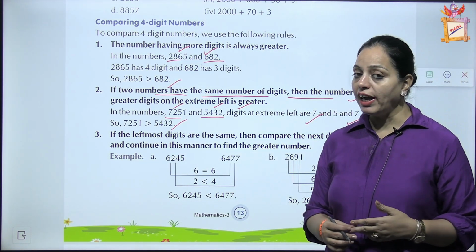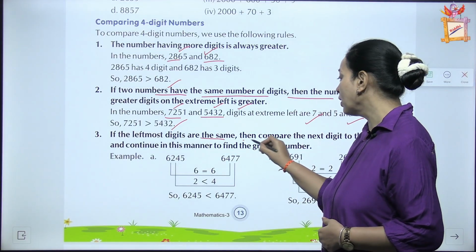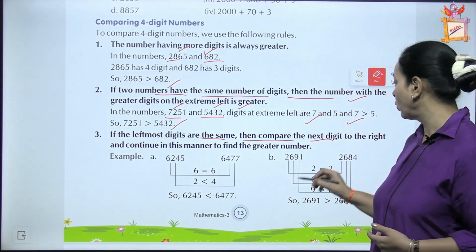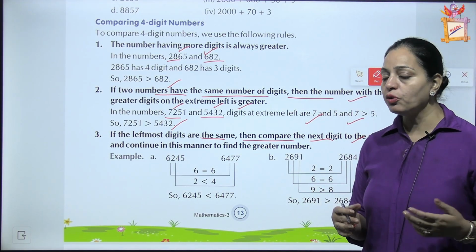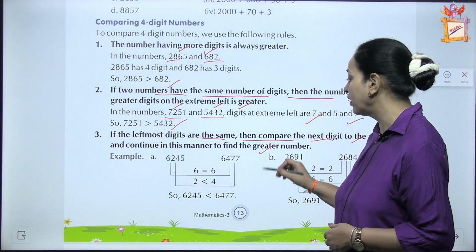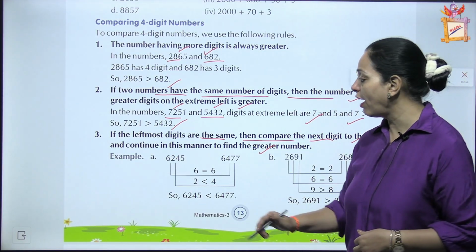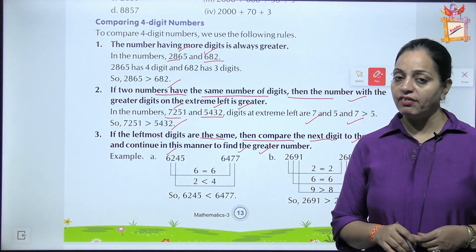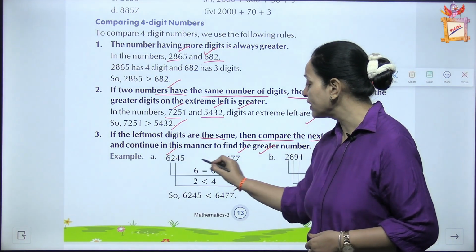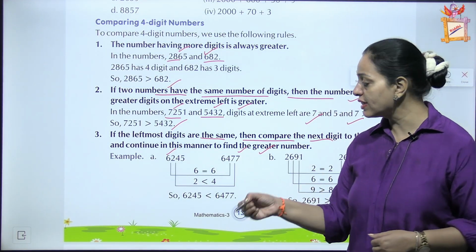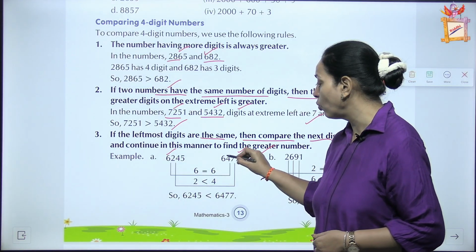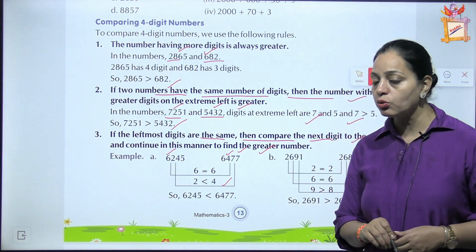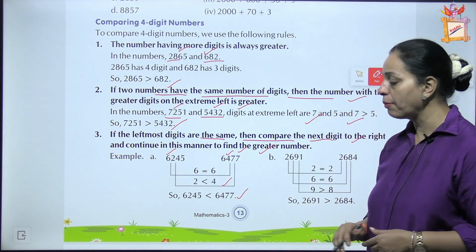Suppose if the leftmost digits are the same, then compare the next digit to the right and continue in this manner to find the greater number. Suppose we have 6245, 6477. दोनों का 6 same है. Come to next digit. This is 2, this is 4. We know 4 is bigger than 2. So this number is bigger.